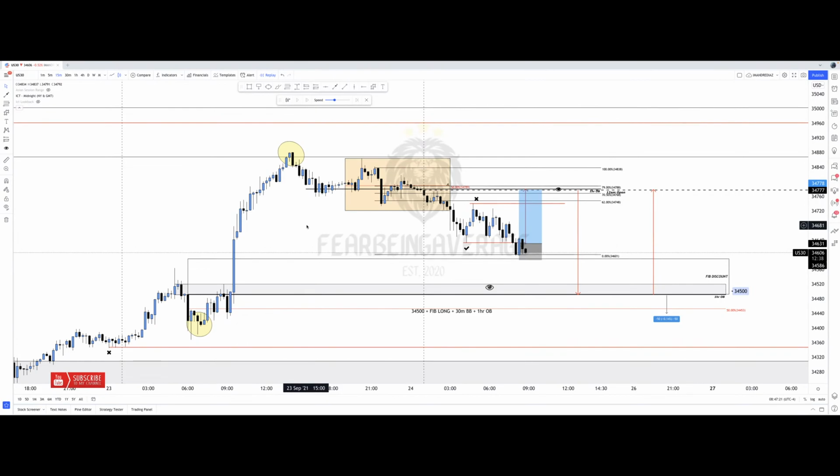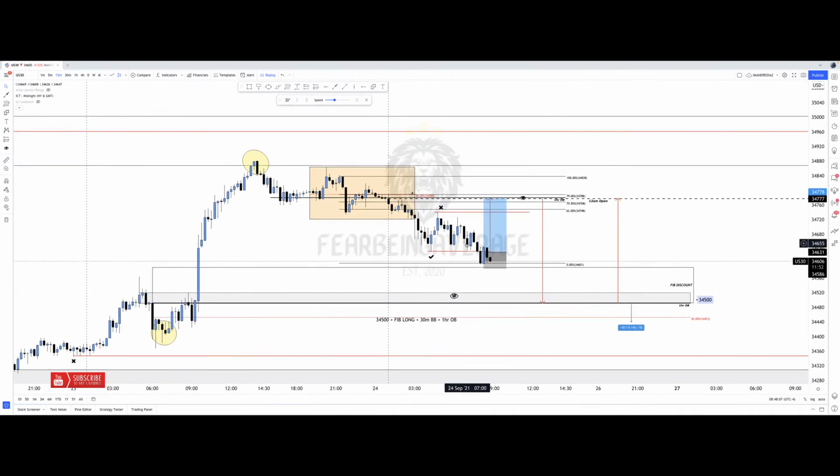Let's see, man. As of right now, drawdown trade's not looking too good. But hey, we knew that going into the trade. The volume is not on our side right now. Price is barely moving.